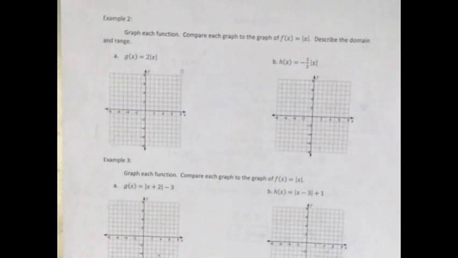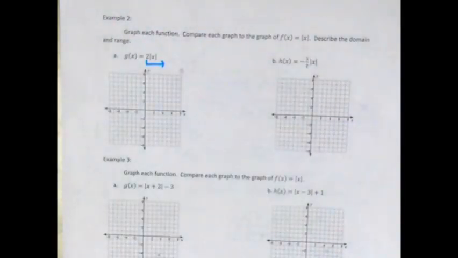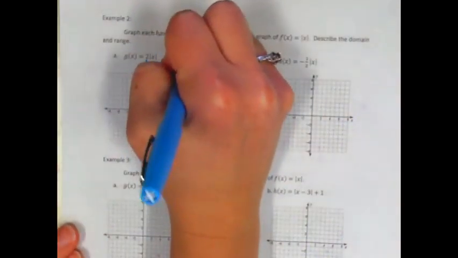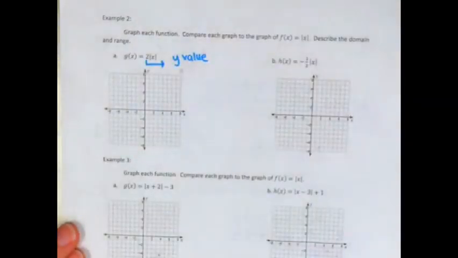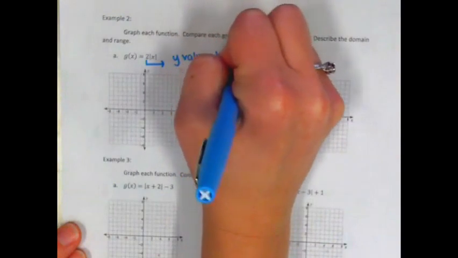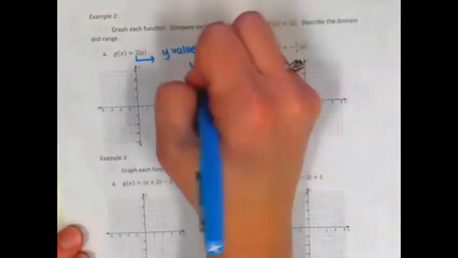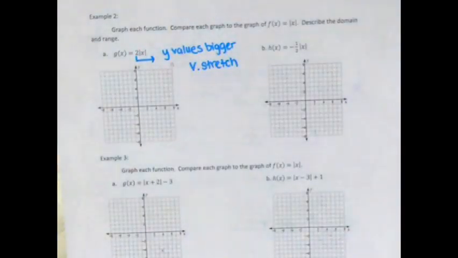Let's go ahead and look at this. Graph each function. So real quick, before we do anything, we have it multiplying by 2, right? If we're multiplying by 2, do my y values get bigger or smaller? They get bigger, right? When you multiply by 2, they get bigger. So that will be a vertical what? Will that be a vertical stretch or vertical shrink? It will be a stretch, because they're getting bigger, so doesn't it stretch your graph out vertically?